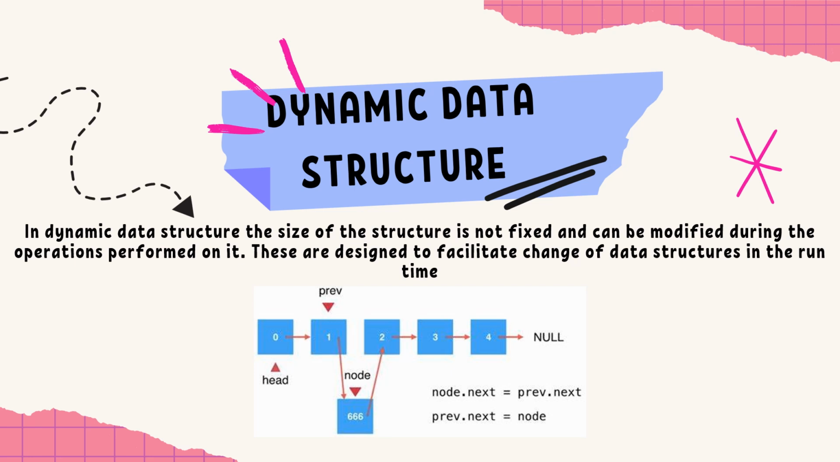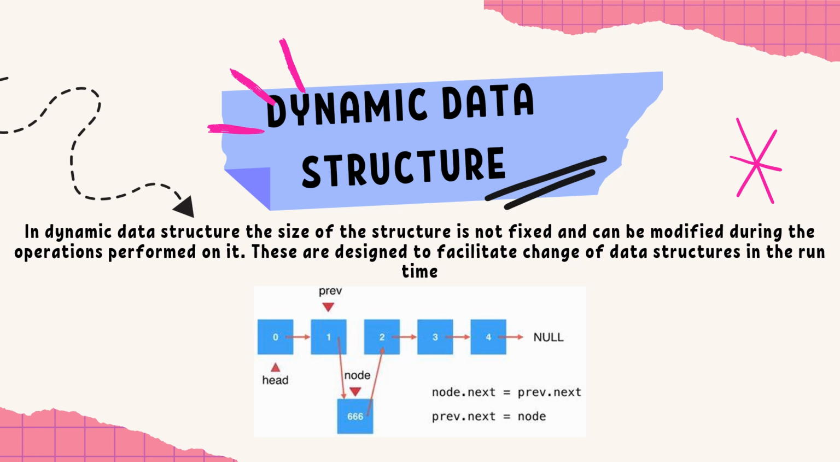When we talk about static data structures versus dynamic data structures, static data structures such as arrays have a fixed size and are allocated at compile time. This means that their memory size cannot be changed during program execution. Index-based access to elements is fast and efficient since the address of the element is known.